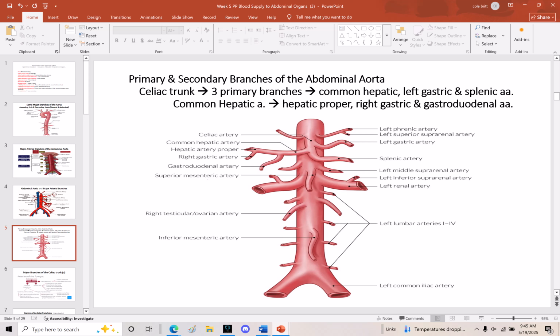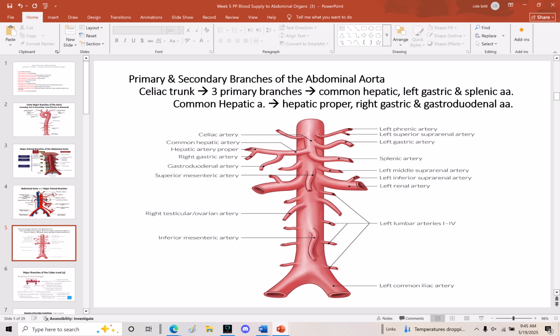Then we have the proper hepatic artery. And you know, that goes through the liver. Makes a left and right hepatic artery. And makes the cystic artery going over to the top. So let's hop ahead.